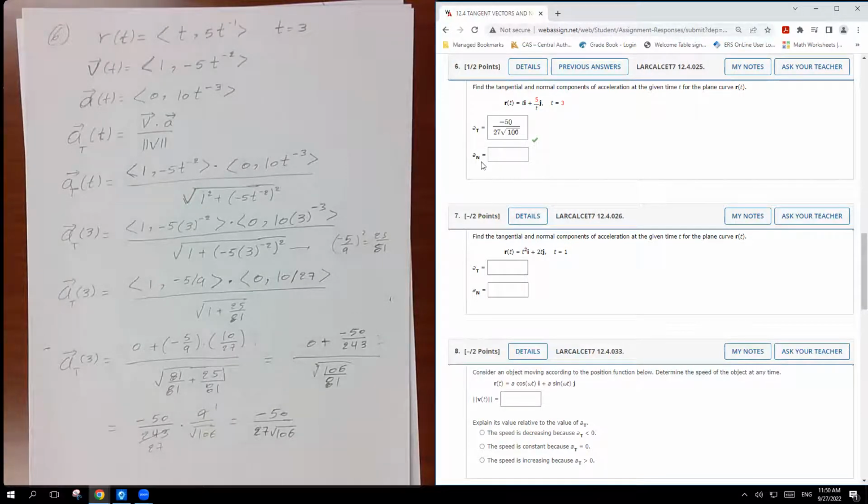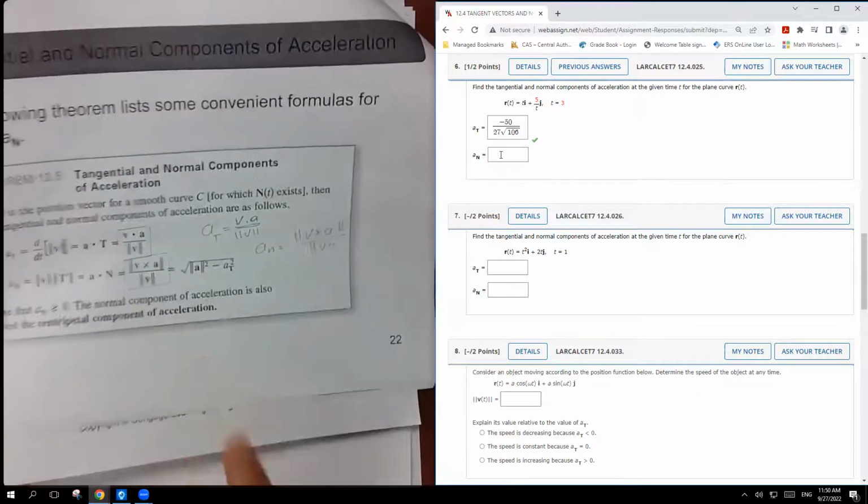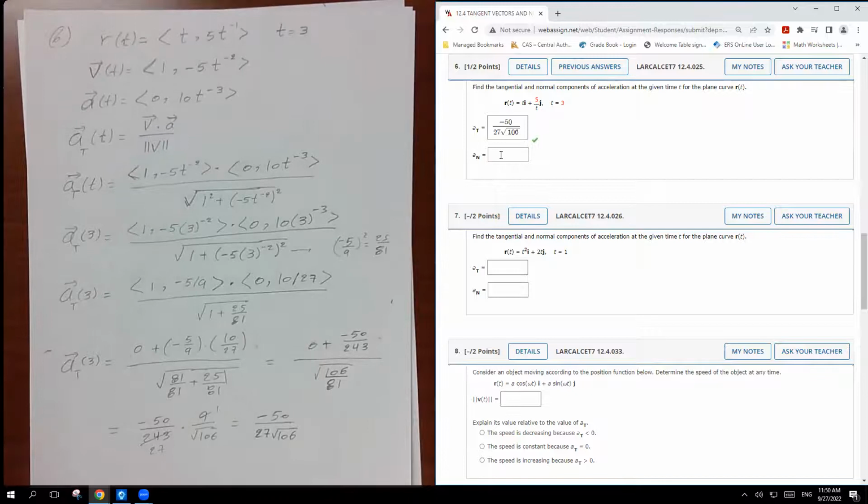The same thing, but now with A with respect to N, is going to be the other vector, which is, you have to do the cross product. That means it's going to be the length of the cross product over V. So we're going to do exactly the same steps, but now with a cross product.